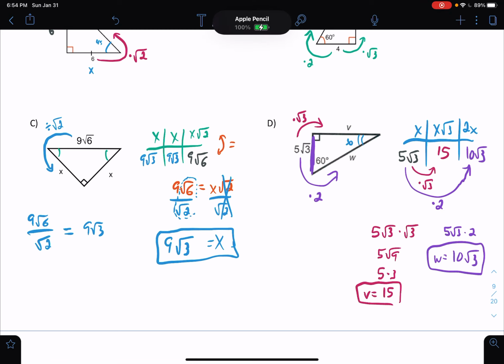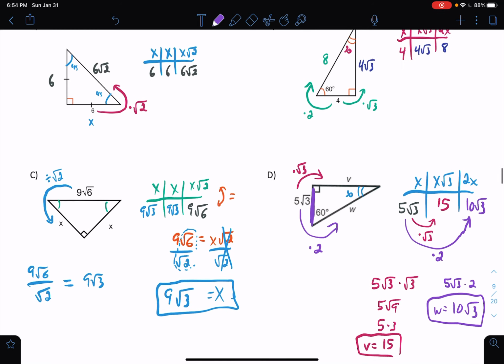All right, so that's how you can use 45, 45, 90 and 30, 60, 90 to solve for missing side lengths. You don't need 2 of the side lengths in order to use the Pythagorean theorem if you've got one of these special right triangles. You can use this relationship between the sides: x, x, x square roots of 2 for 45, 45, 90, and x, x square roots of 3, 2x for 30, 60, 90. You can use those relationships in order to solve for missing side lengths. Okay, so that is some worked out examples.